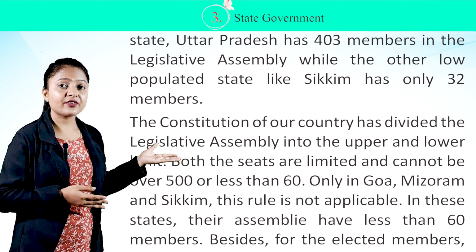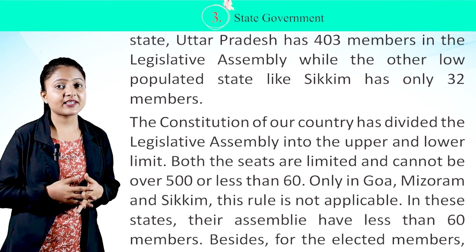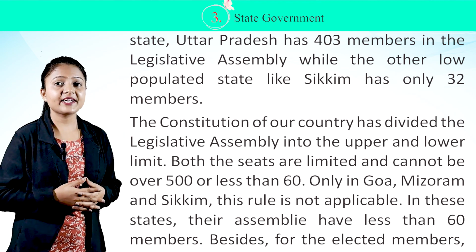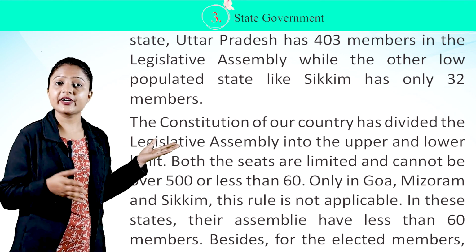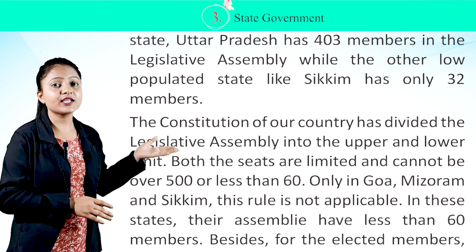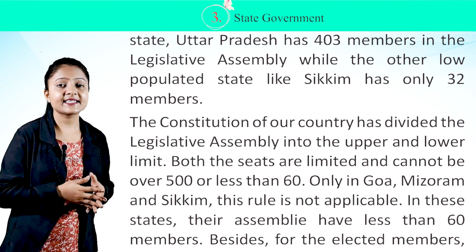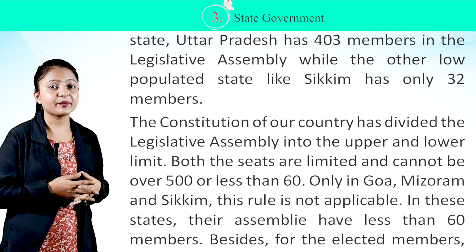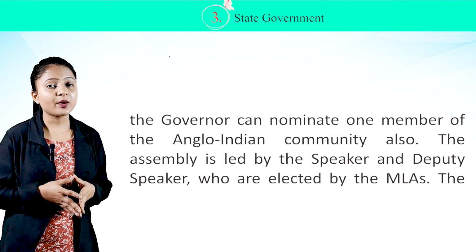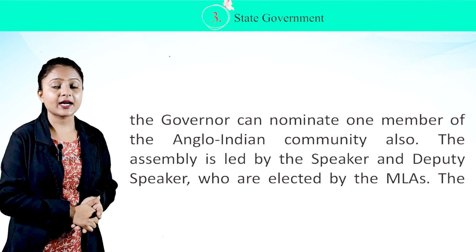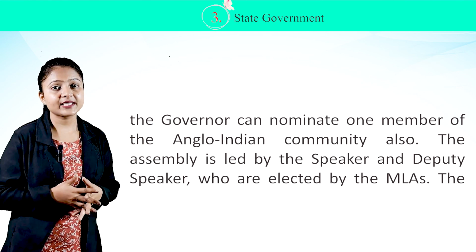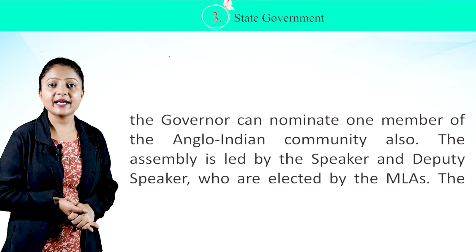The constitution of our country has divided the Legislative Assembly into the upper and lower limit. Both the limits are fixed and the seats cannot be over 500 or less than 60. Only in Goa, Mizoram and Sikkim, this rule is not applicable. In these states, their assemblies have less than 60 members. Besides the elected members, the governor can nominate one member of the Anglo-Indian community also. The assembly is led by the speaker and deputy speaker who are elected by the MLAs.